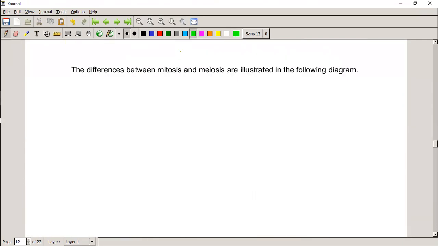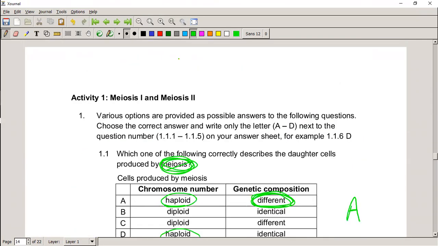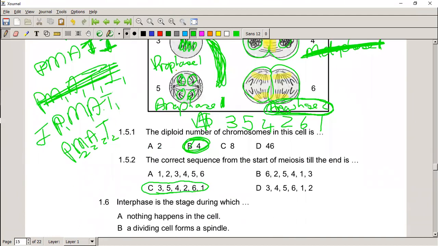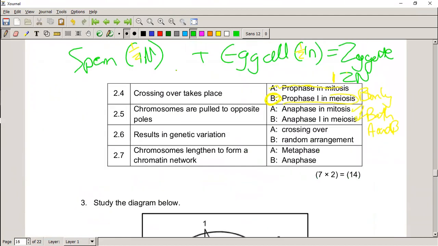Okay, let's go back to the next question. Let's just try quickly to finish question two. Then results in genetic variation. There's two things, random arrangement and crossing over. So that's both A and B for 2.6. And then 2.7, chromosomes lengthen to form the chromatin network.